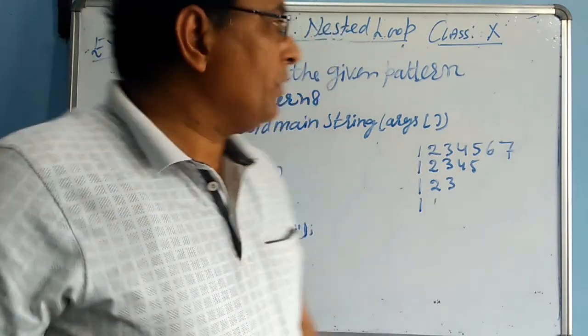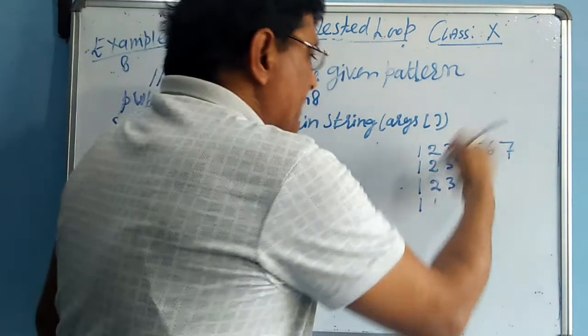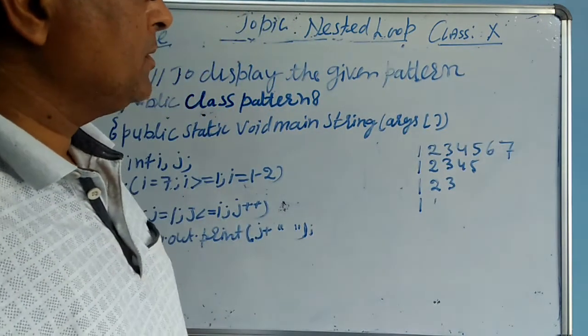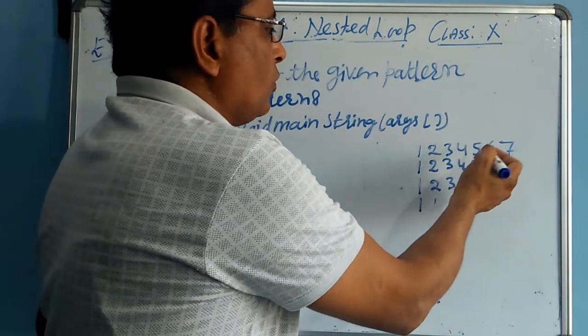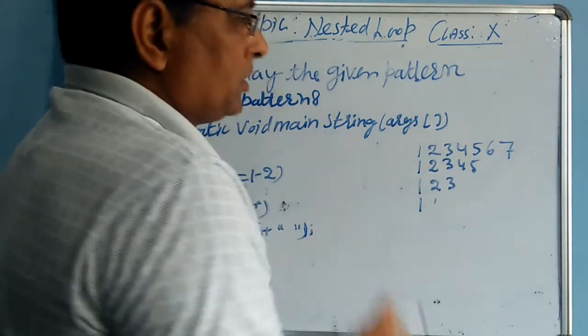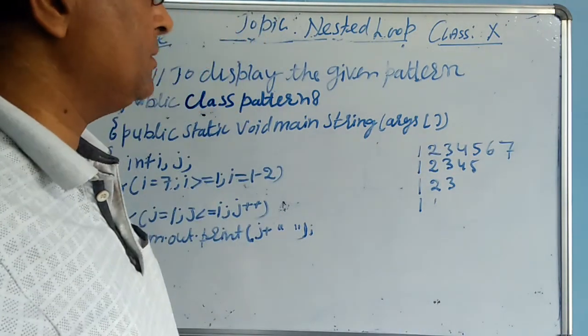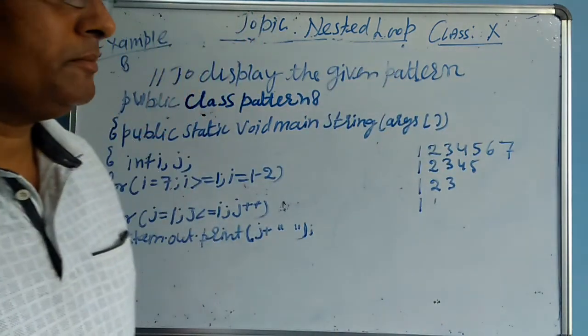Now, today we will discuss this type of pattern. This is a triangle shape, but the pattern is different: 1, 2, 3, 4, 5, 6, 7, and then it will decrease by 2 digits from the right side. So how will we make the program for that?